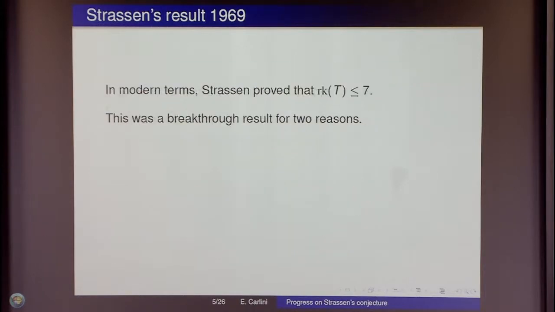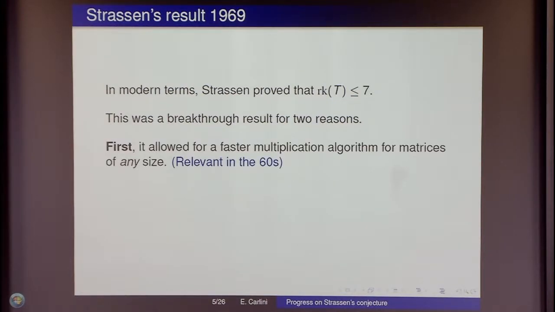In modern terms, Strassen showed that the tensor rank of T is at most 7. And this was a breakthrough result at the time for basically 2 reasons. Reason number 1 is that this result allowed the development of faster algorithms for matrix multiplication, not just 2 by 2, but n by n, by making them of even size and then splitting them in blocks. And it was really relevant in the 60s because I think that performing operations was the real obstacle. It was not easy to perform multiplication.